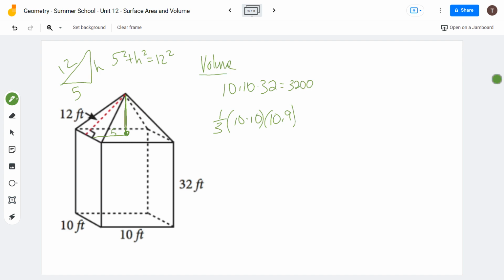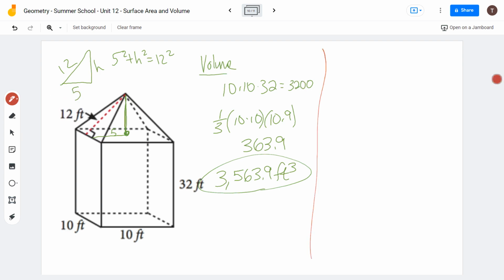So I figure 1/3 times 10 times 10 times 10.9. That gives me 363.9. So if I add these two things up, I get 3,563.9 feet cubed.